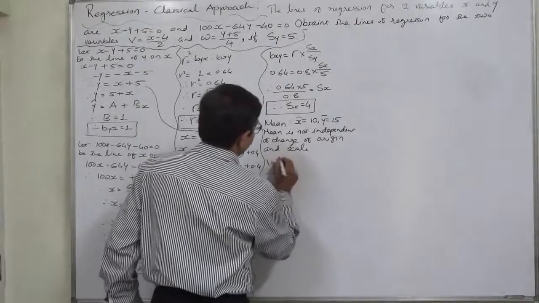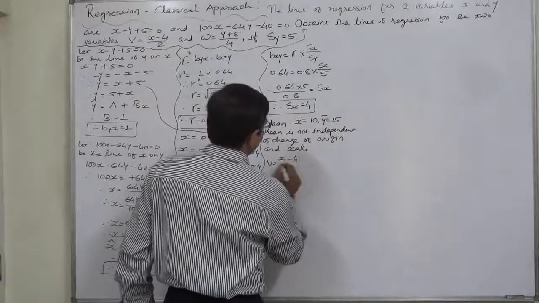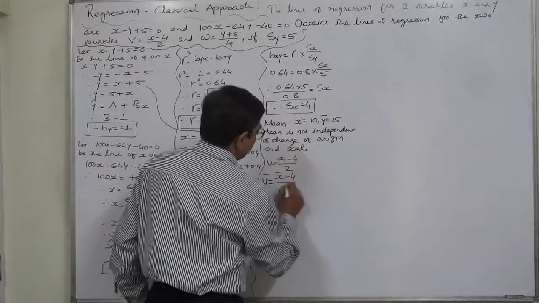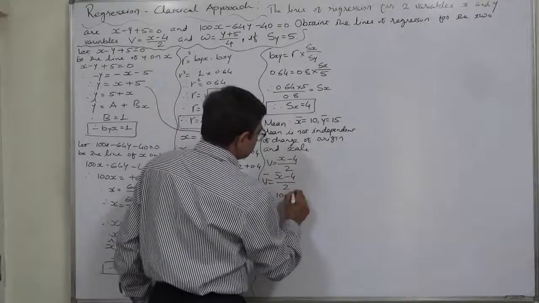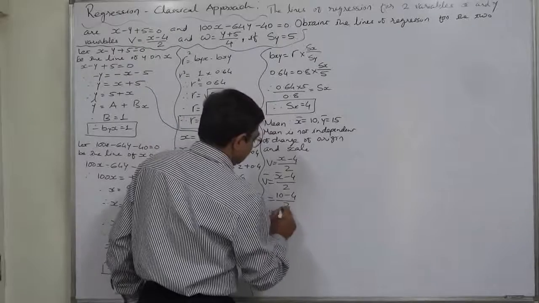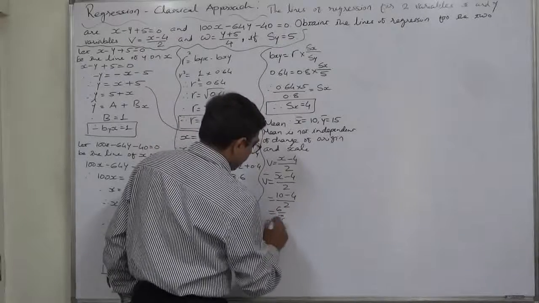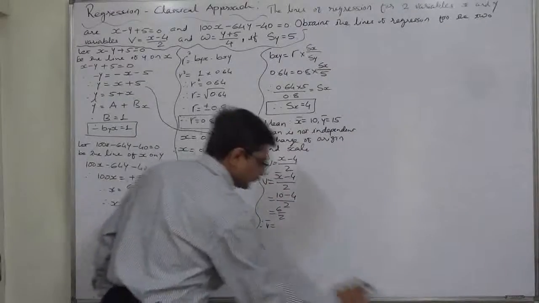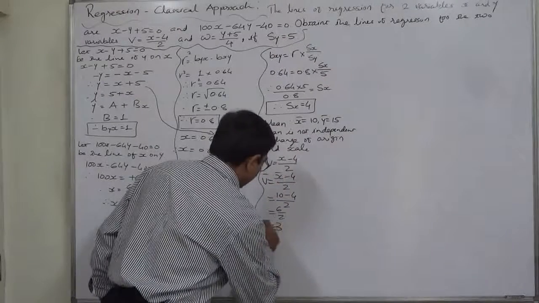Since V is x minus 4 by 2, V bar will be x bar minus 4 by 2, that is 10 minus 4 by 2, that is 6 by 2. Therefore V bar comes to 3, not 6. Very sorry. V bar comes to 3.